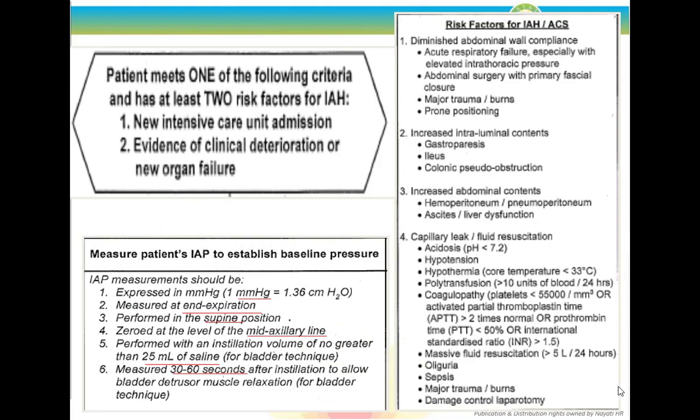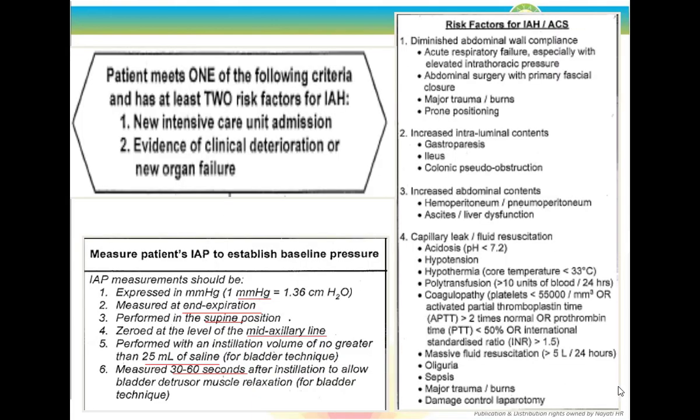So these are some of the risk factors, as we discussed earlier: decreased abdominal wall compliance or increased abdominal contents, and if there is a massive fluid shift, like patients who have had massive transfusion of more than 10 units, patients who have coagulopathy, or massive fluid resuscitation itself, which is one of the risk factors.